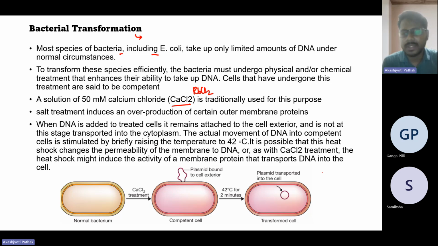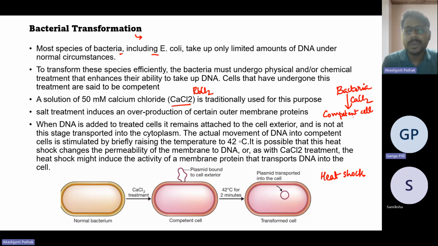A heat shock method is followed. So first you have a culture of bacteria. You treat it with calcium chloride. Once you treat it with calcium chloride, the bacterial cells are now called competent cells. Why are they called competent cells? Because on treating the bacteria with calcium chloride, the ability of the bacteria to take up the DNA from the outside increases. So now they are called competent cells.